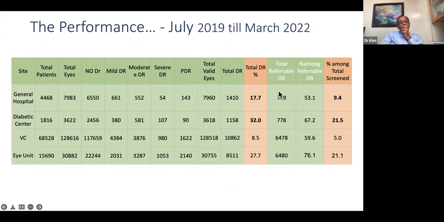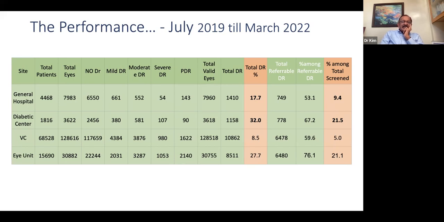So this shows that in the general hospital, the diabetic retinopathy percentage was about 17%, whereas in the diabetic center, it was 32%. This is because this diabetic center was particularly looking at all advanced diabetics, and so obviously these numbers were very high. Whereas in the general hospital, there were not only patients with diabetes, but other patients who walked in were getting screened, so the prevalence was lower in these patients.